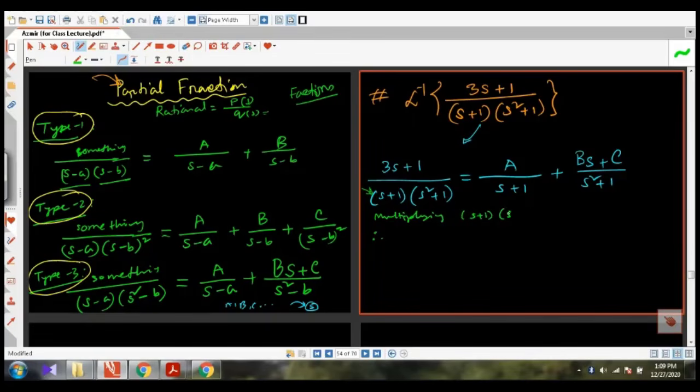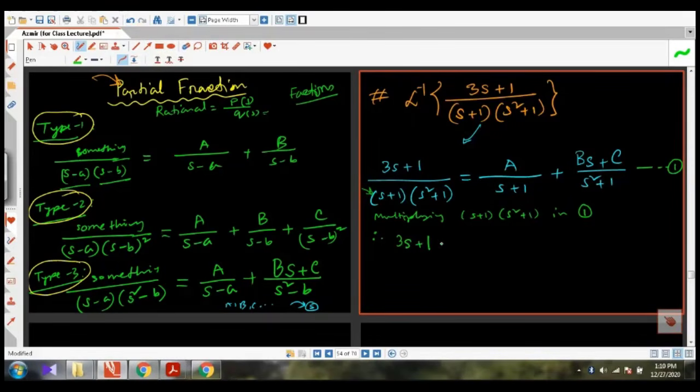So multiplying s plus 1 times s squared plus 1, let's say this is equation 1. In equation 1, multiplying s plus 1 times s squared plus 1. So what will we get if we multiply here? This and this and this will be cancelled. We will get 3s plus 1 only.